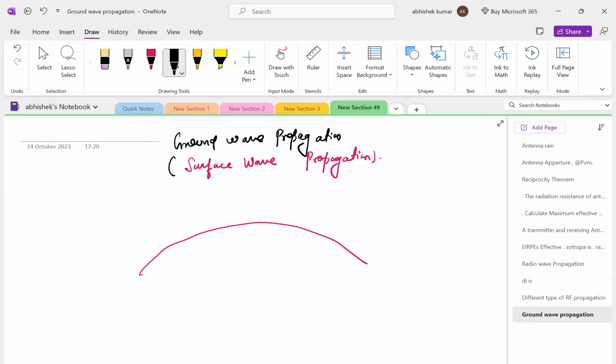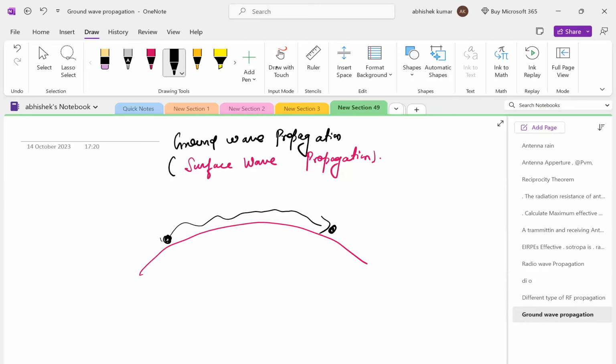So what happens in the ground wave? The communication happens along the surface of the earth. One transmitter here, one receiver here, and the communication happens along the surface. It's not like we are sending the signal to the satellite and it is received here. It's happening along the surface of the earth. Ground wave permits propagation along the curvature of the earth.